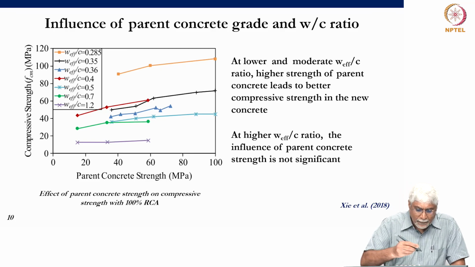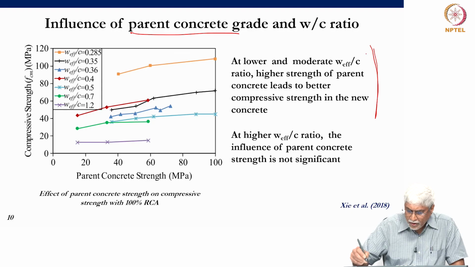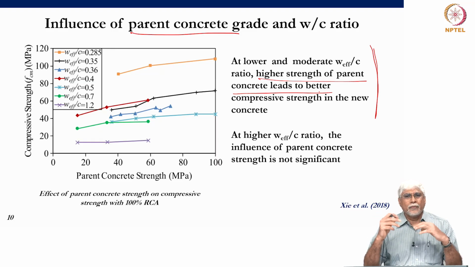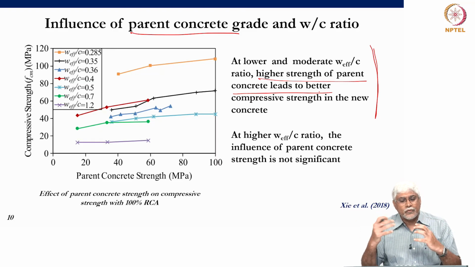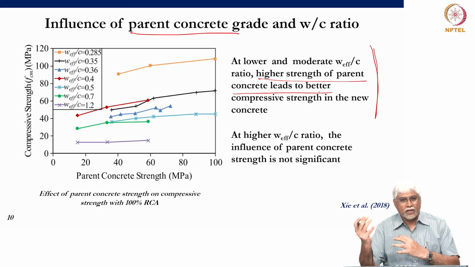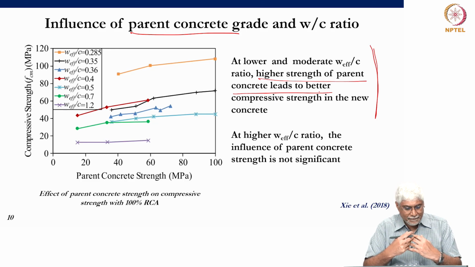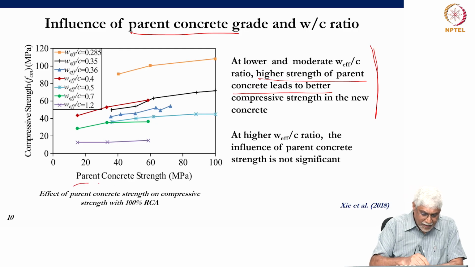As is obvious, the parent concrete, the original concrete grade, does matter. The water cement ratio does matter, especially at lower water cement ratio. The higher the strength of the parent concrete, the better the strength. So this goes back to what I told you about aggregates. When we choose stone aggregates, we choose stone that is stronger, less porous, for use in concrete. Similarly, if you had concrete of 80 megapascal strength that is crushed and we are using it as aggregate, certainly that would be better than using a 20 megapascal concrete. Okay, so this is the parent concrete strength.